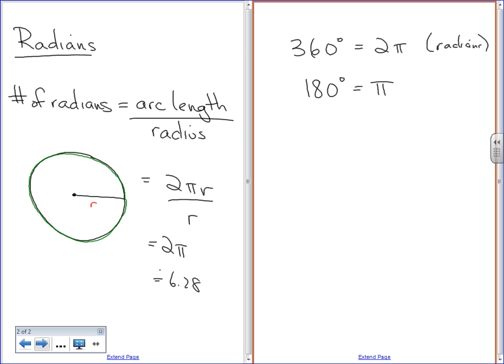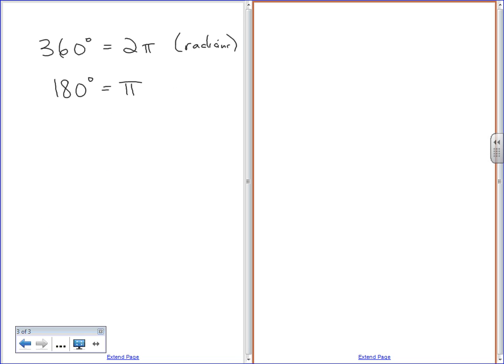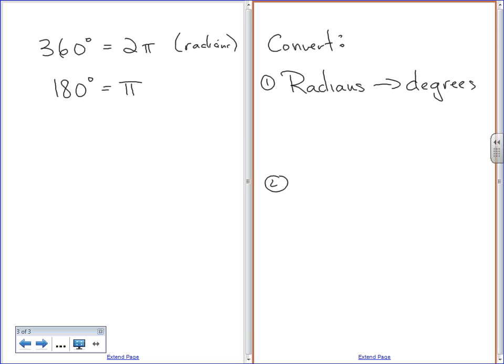So what we want to be able to do is to use that relationship to convert from degrees to radians and from radians to degrees. So to convert, first of all, from radians to degrees, and second of all, from degrees to radians.